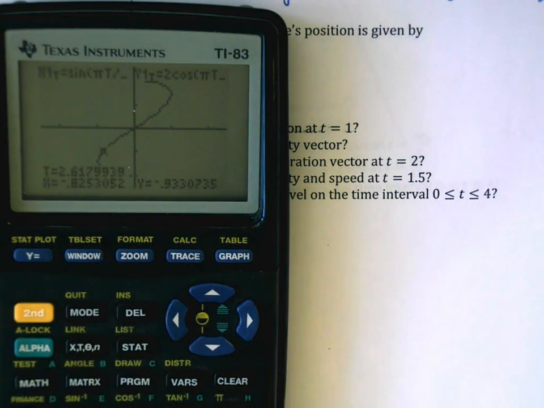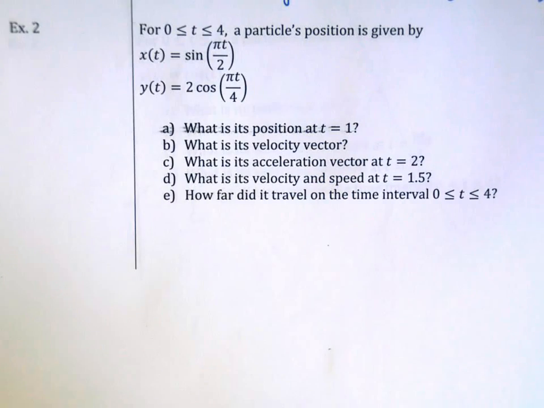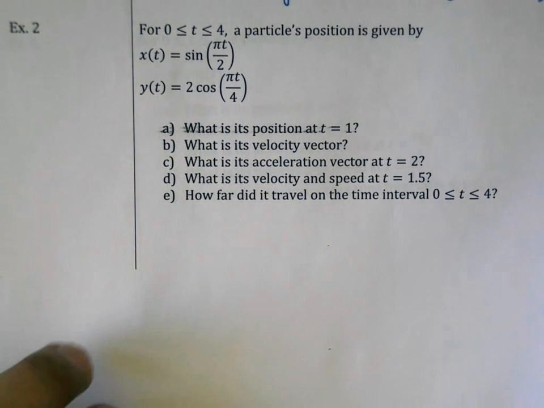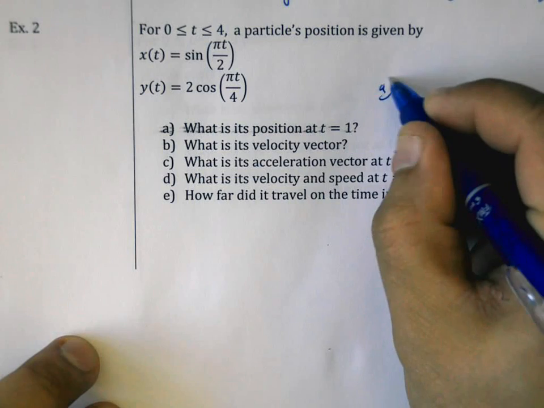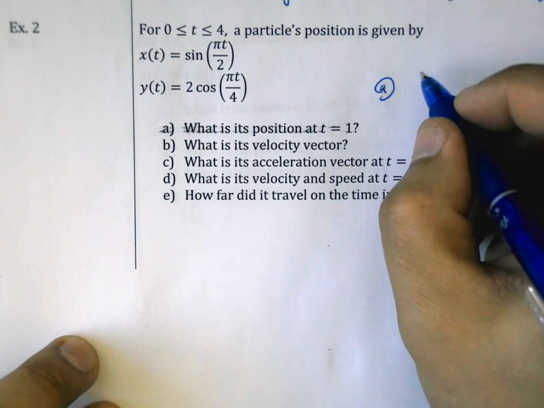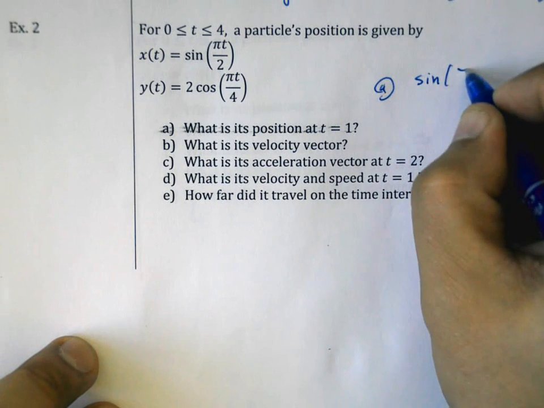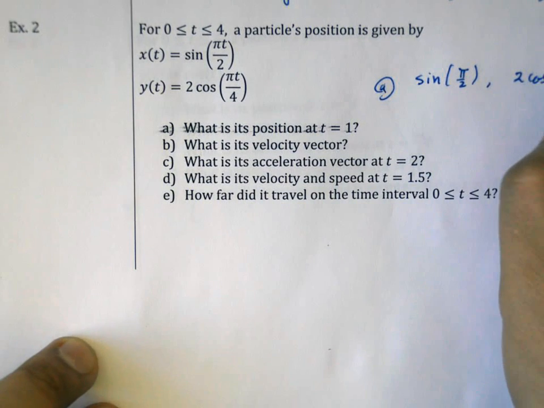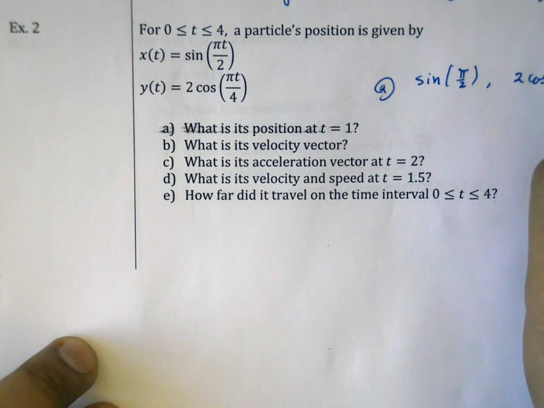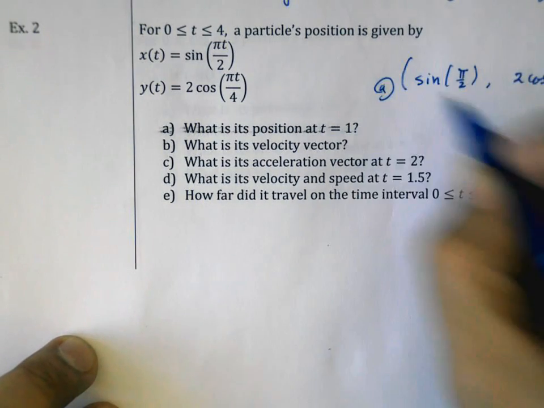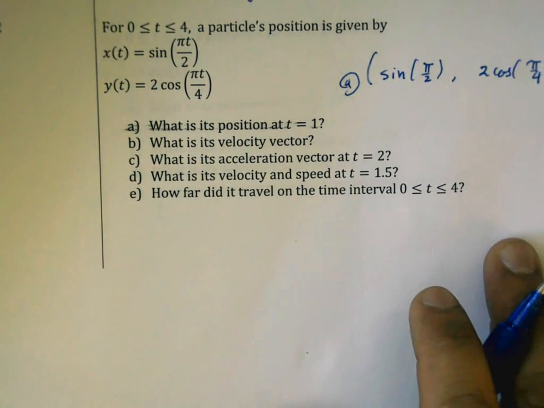Now we want to answer some of these questions regarding the particle motion. So A, what is its position at t equals 1? Well, that's straightforward enough. All we have to do is take 1 and substitute it in for t. So its position is sine of pi over 2, comma, 2 cosine of pi over 4. And I'm putting parentheses here, so this is a coordinate that I'm calculating.